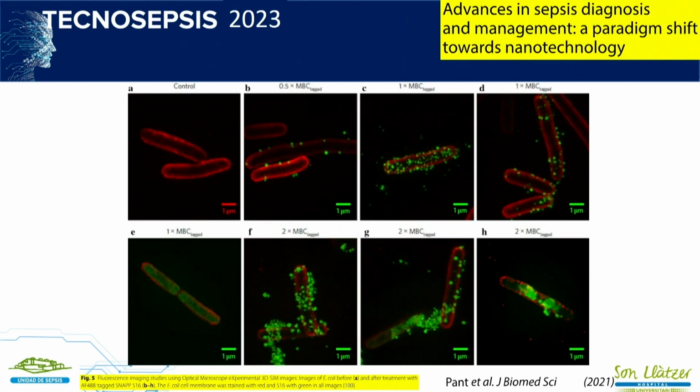Okay, only one. This is one example of the use of nanotechnology, nanoparticles in Escherichia coli, in red, and in green, the nanoparticles that destroy this.